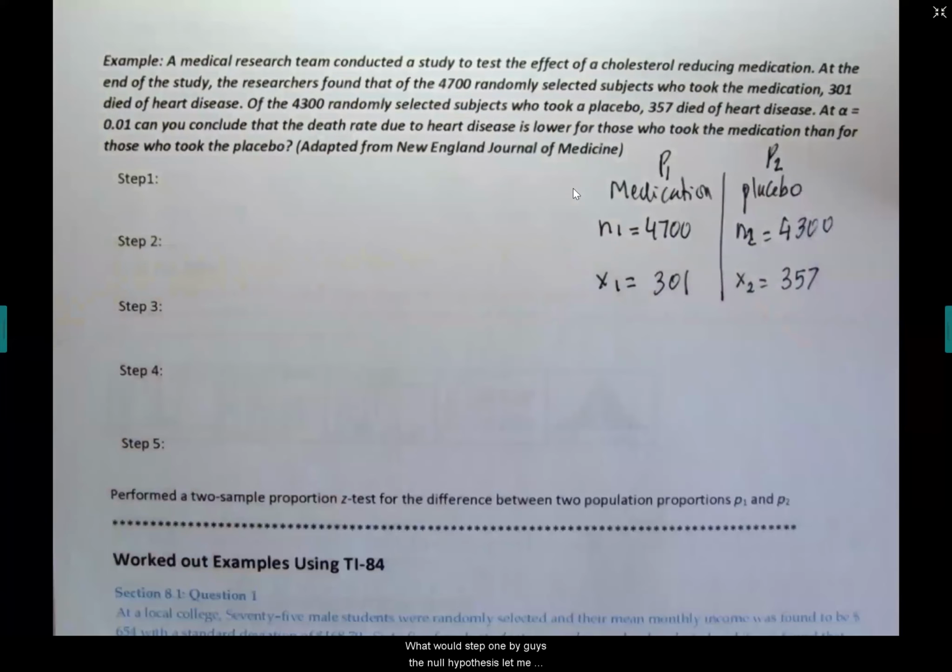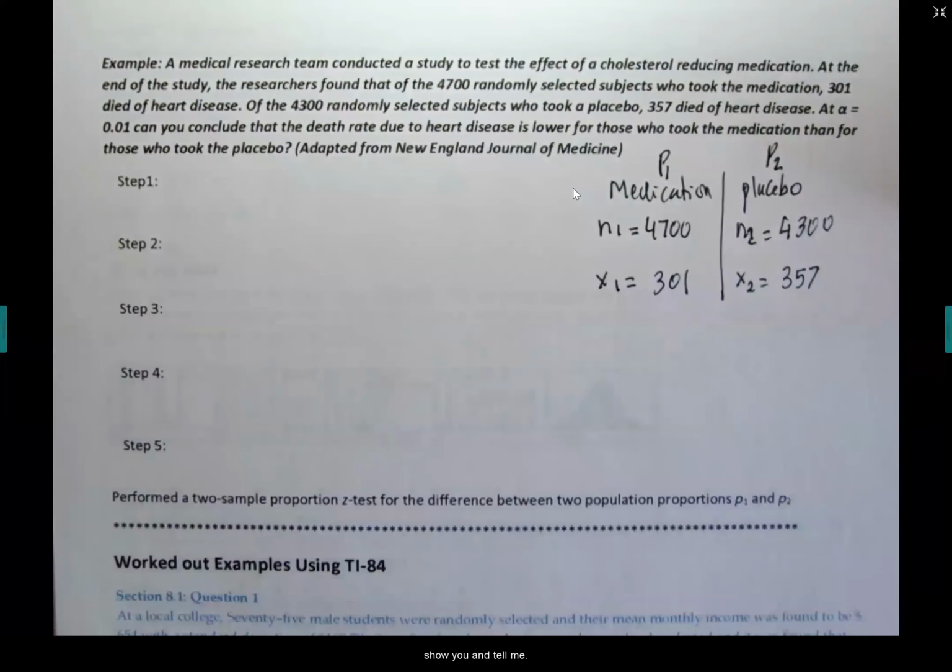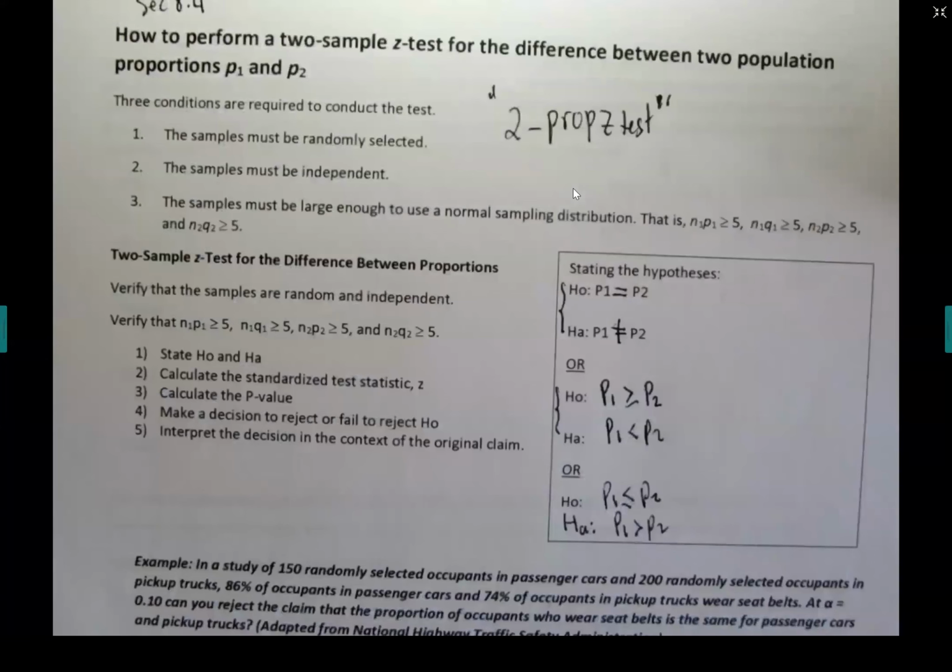What would step 1 be, guys? The null hypothesis. Let me show you and tell me which one. The question is, can you conclude that the death rate due to heart disease is lower for those who took the medication than the placebo? So the medication is lower than the placebo. Which one would that be? First, second, or third?